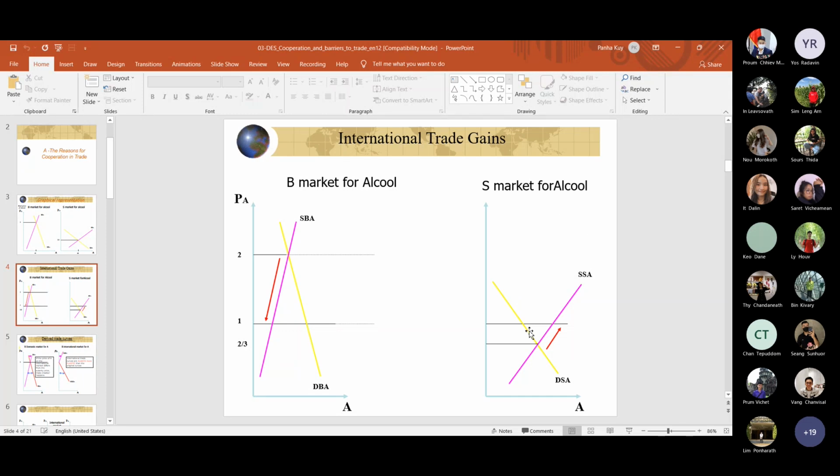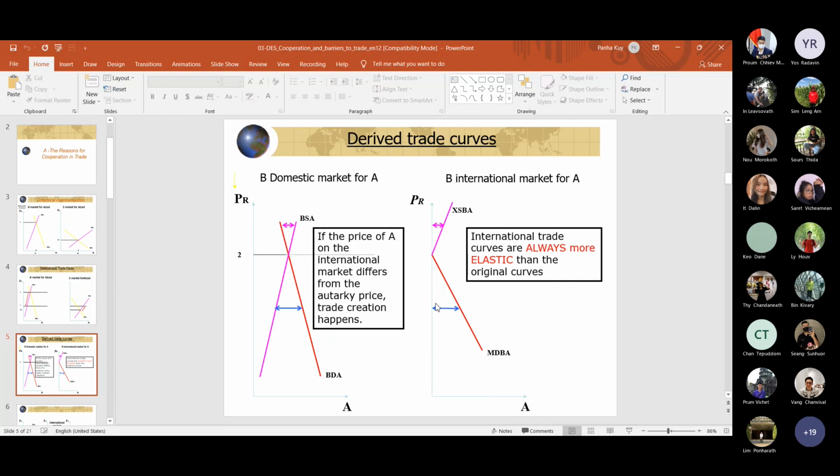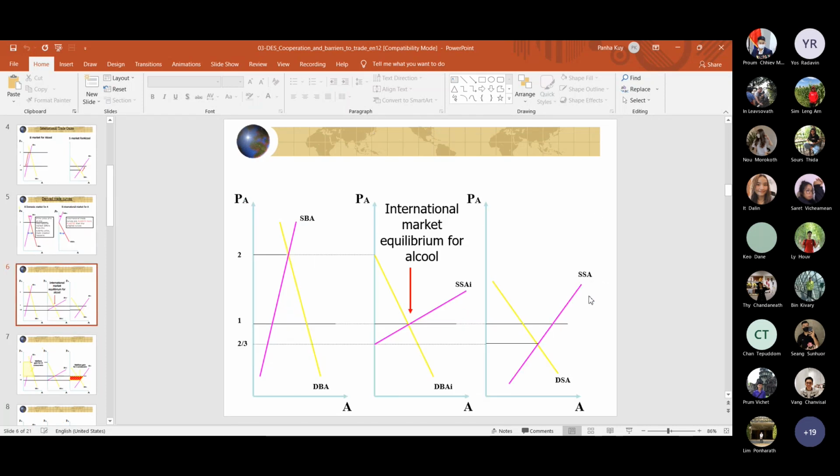Because the price is lower, when you open to trade, the supplier of this market will bring the alcohol to this market. You already realize the law of demand and law of supply, right? And then the price will become lower like this. This is the domestic one. Within this, it constructs the market for alcohol in the international market. I think if you look at it, you will see. After that, it will come like this. See that? So at the end of the day, the international market equilibrium for alcohol will be $1.